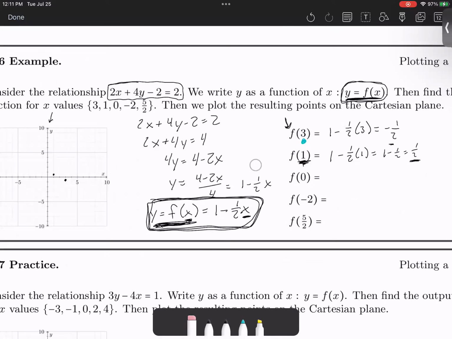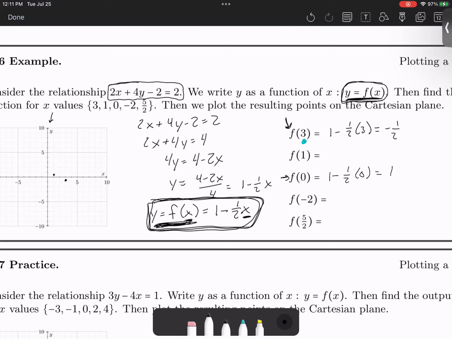And hopefully it's getting repetitive at this point. Let's keep going. f at 0: 1 minus 1/2 times 0 is 1. So the y value, the output of my function, at 0 is 1. So when x is equal to 0, my y value is 1.